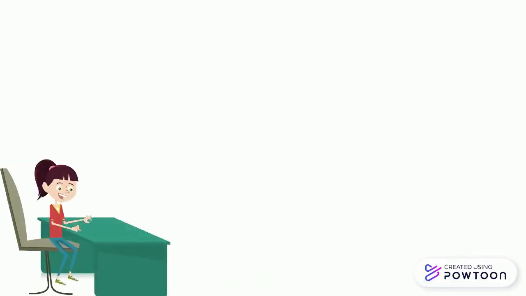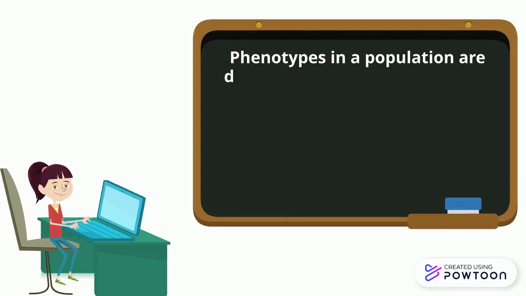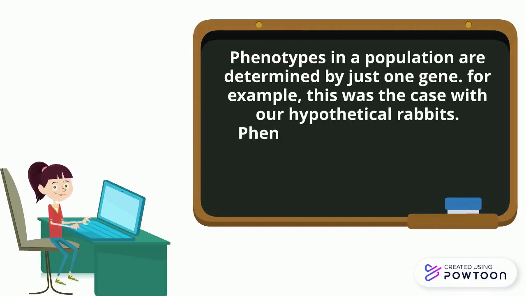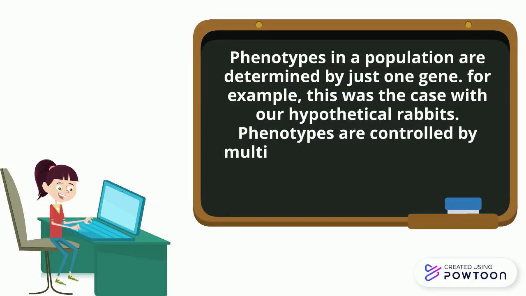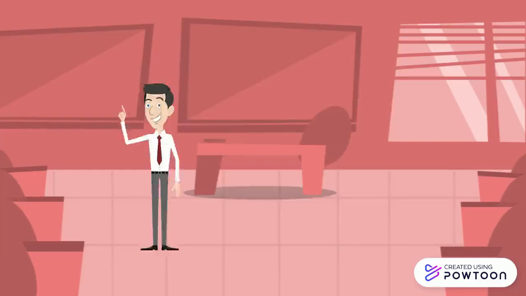Natural selection also can act on many traits controlled by many genes. In some cases, different phenotypes in a population are determined by one gene. For example, this was the case with the hypothetical rabbit. It's also true in some.